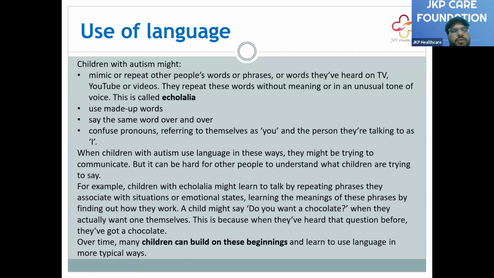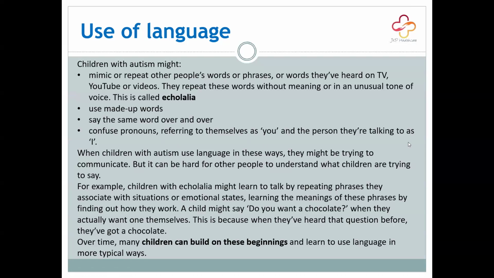Okay. So this is use of language, how we can use it. Children with autism might mimic or repeat other people's words and phrases, whatever they heard on TV, YouTube, videos. They repeat those words without meaning or in an unusual tone of voice, that is called echolalia. Whatever is going on TV, some rhyme they have heard, they will keep on repeating that the whole day. That's called echolalia. They will use made up words, some words which they create on their own. They say the same word over and over, repetition of words. They will just keep on saying.